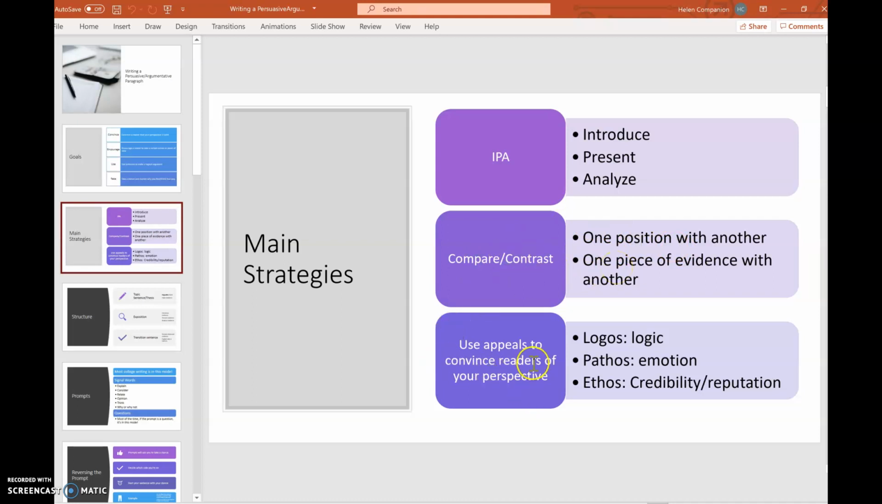You're also going to use appeals to convince your reader of your perspective. And appeals are just kind of categories of evidence that have a certain effect. So logos appeals to logic. So it's anything that makes the reader think logically about a topic. Pathos appeals to emotion. So it's anything that makes the reader feel something or react emotionally. And ethos is an appeal to credibility or reputation. So it's the information that makes you trust a writer more. It might be an affiliation with like a university. You might say something like, I've been doing this for 20 years. Anything like that is going to appeal to ethos.